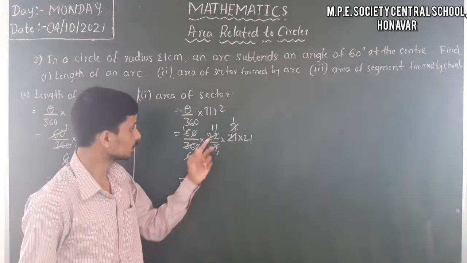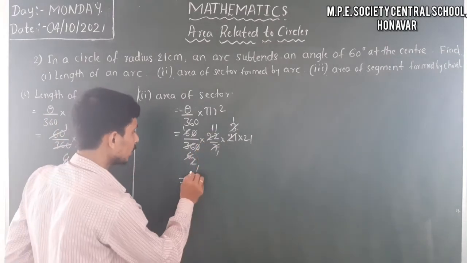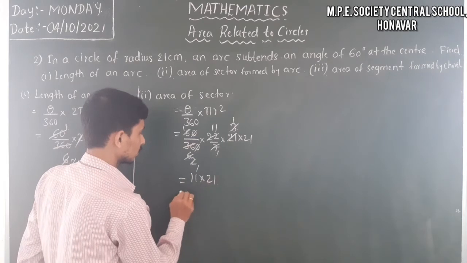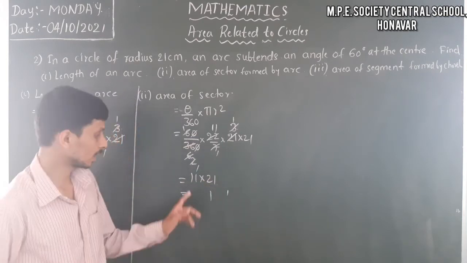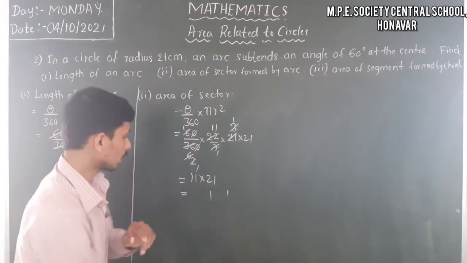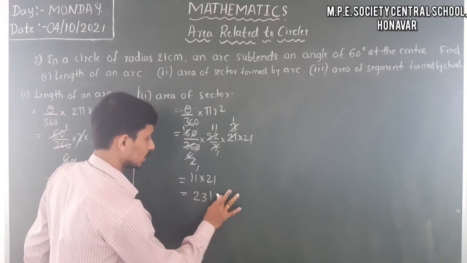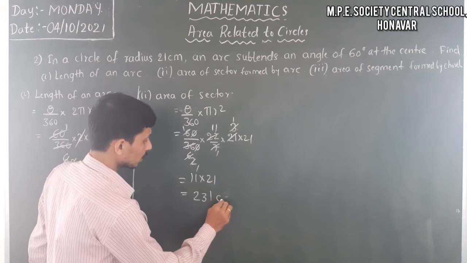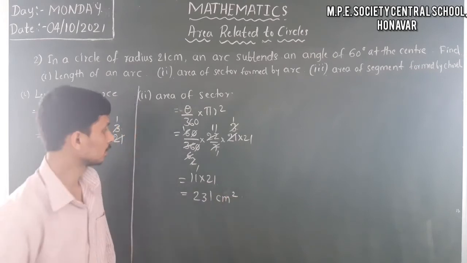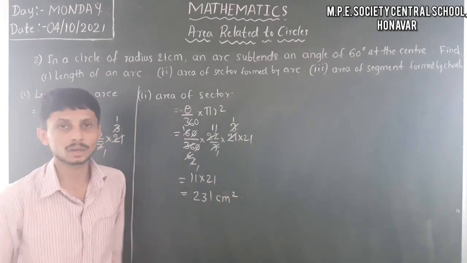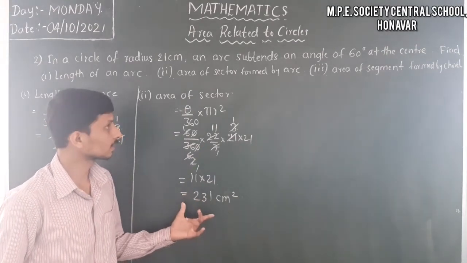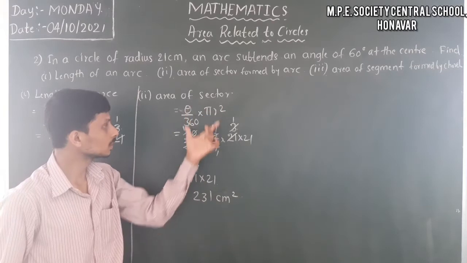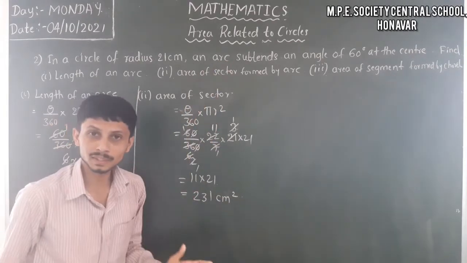After cancelling, 11 remains, and 11 into 2 is 22, then 23. That is 231 centimeter square we have here for the area of the sector. We got the area of the sector formed by the arc using the formula and the given values.